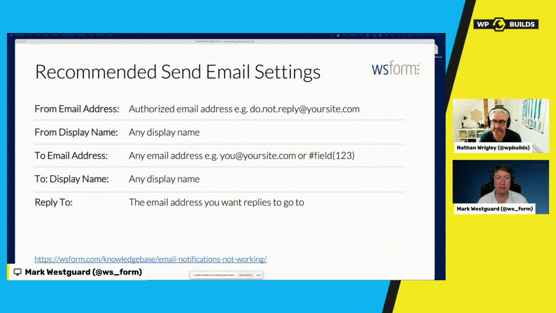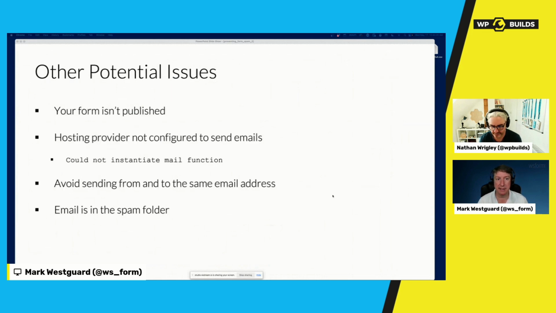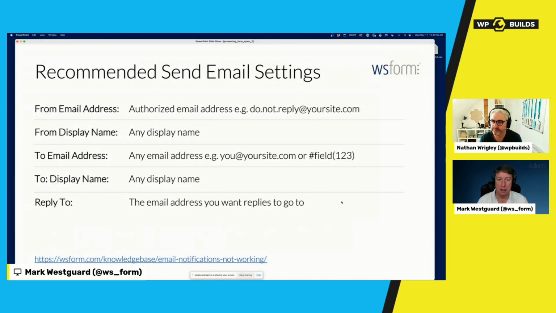So going back to the from address there, because we will always want to send the email from an address that's authorized, so that it will get through to the recipient. By setting the reply to field, you can determine that the email will go back to a particular email address as opposed to your authorized email address that you're sending from.